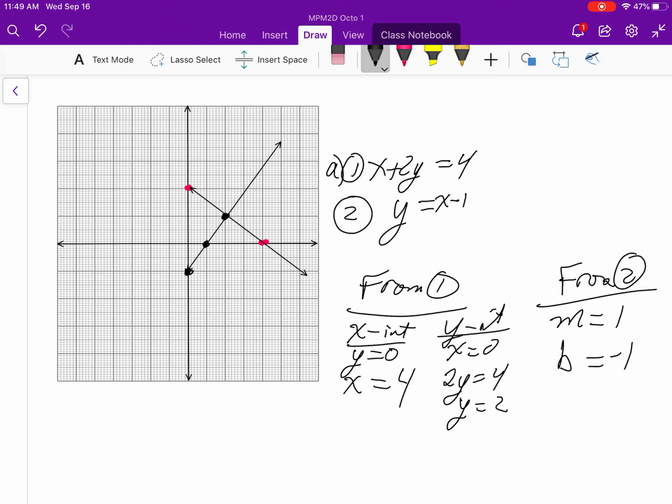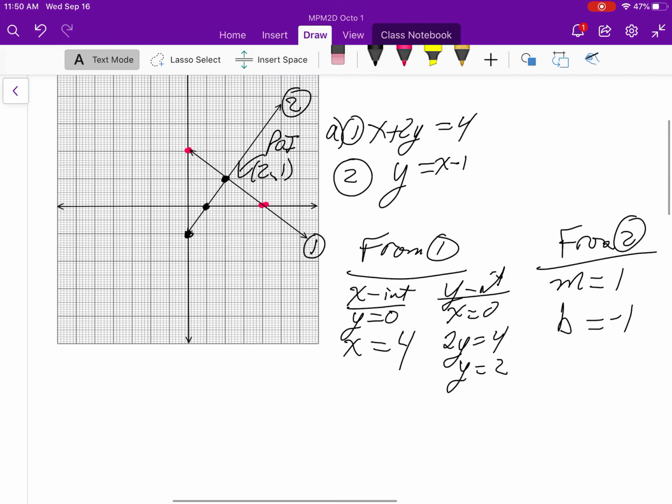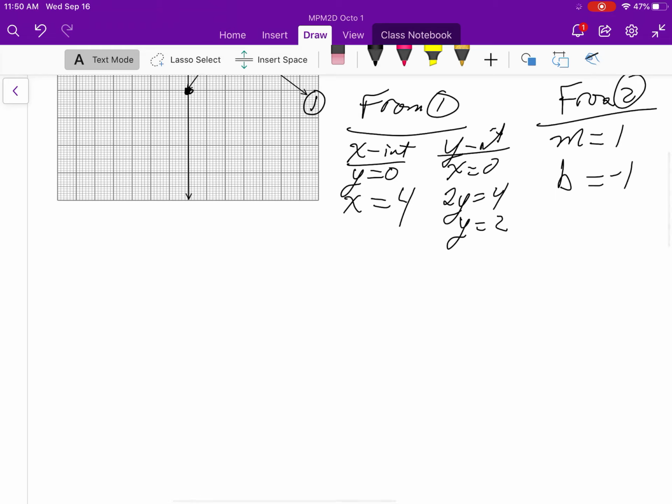One last thing you can do for extra communication skills is to label each line on the graph as equation 1 and equation 2 again. Now we identify the point of intersection. We think it's the point (2, 1). We're going to check with both equations to verify that it is (2, 1). So we'll check with equation 1.